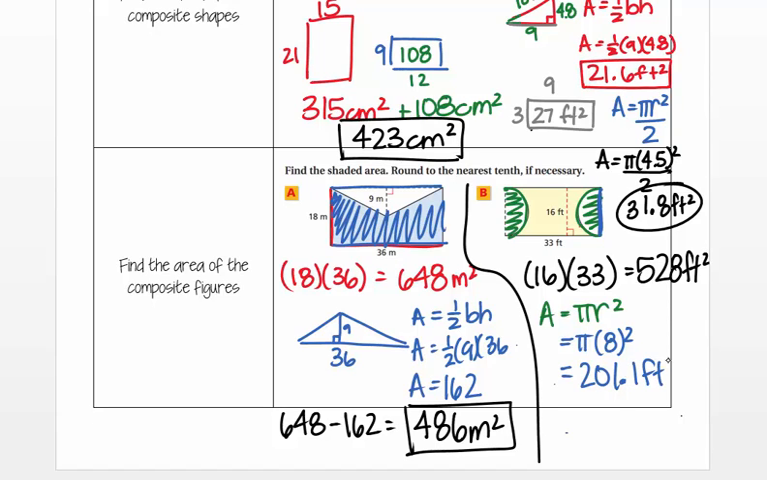64 times pi will give us about 201.1-ish feet squared. Now usually we would cut that in half, like if only this thing was taken a bite out of, we would cut it in half, but since we have two of them, we have an entire circle that we need to subtract. So just like the last one, we're going to take 528 and take away 201.1. And you will end up with an area of about 326.9 feet squared.